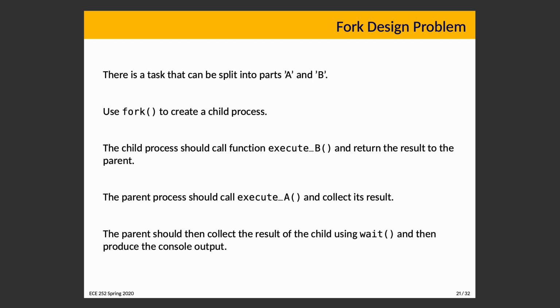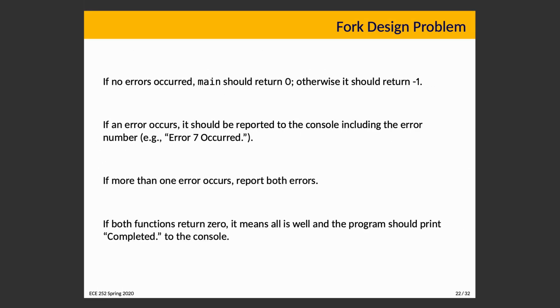Okay, let's do a further example. We have a task that can be split into parts A and B, and you can use fork, as we've just learned, to create a child process. The child process should call this function execute B and return result to the parent. The parent process should call execute A and collect this result, and the parent should collect the results of the child using wait, and then put some console output out to your console.